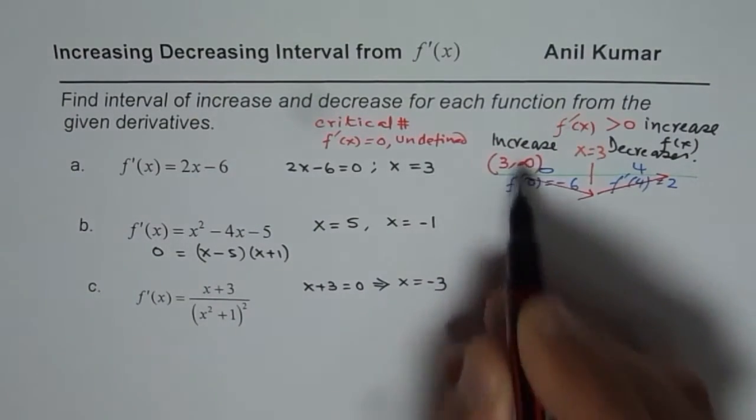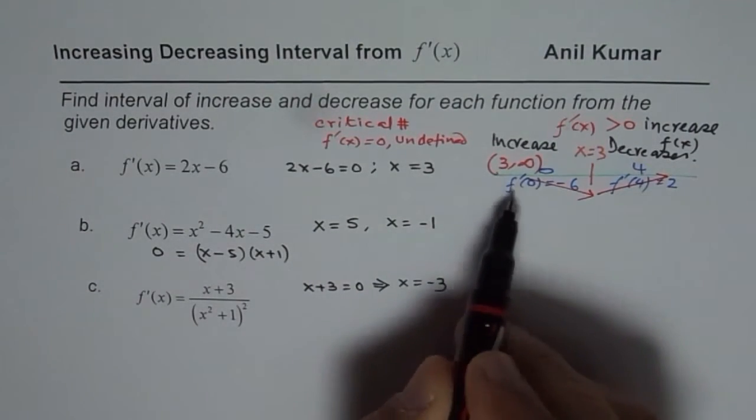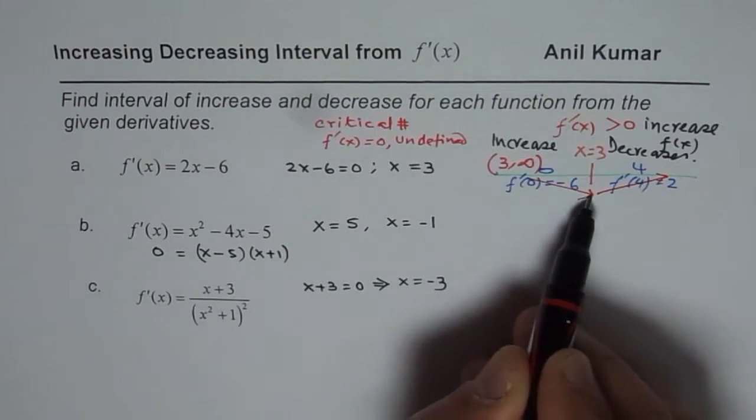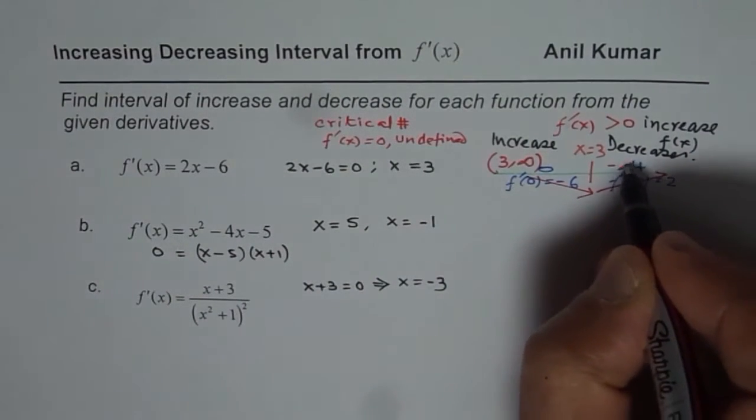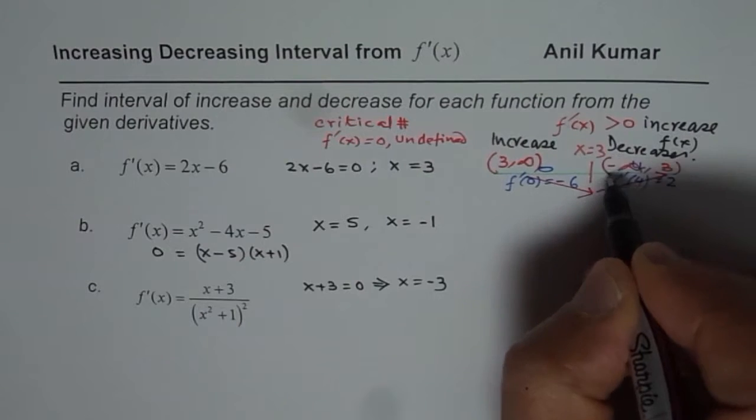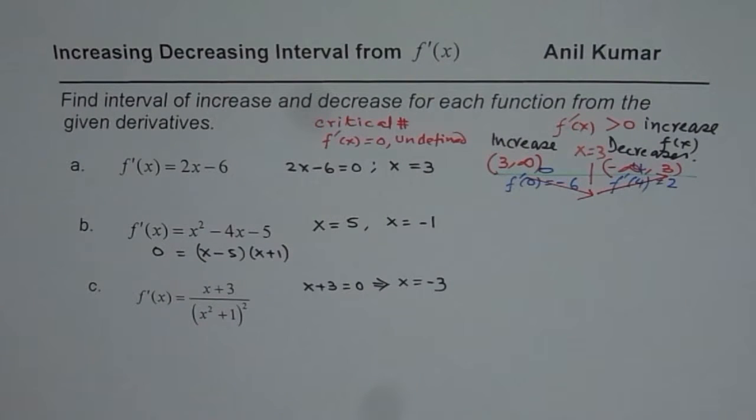That is the interval of increasing. As far as decreasing is concerned, it is from minus infinity to 3. So it is decreasing from minus infinity to 3, right? So that is how we get our answer.